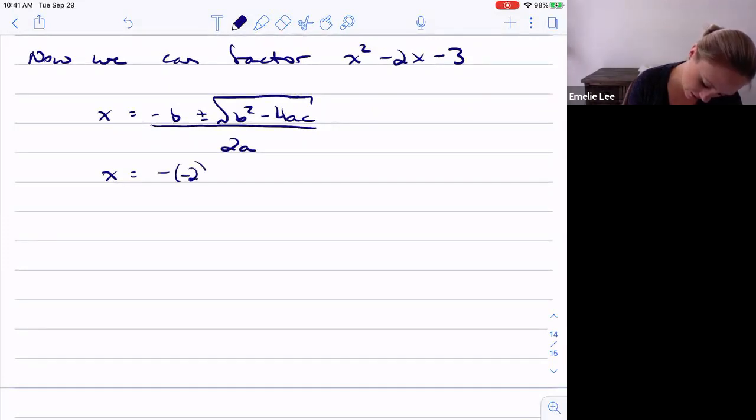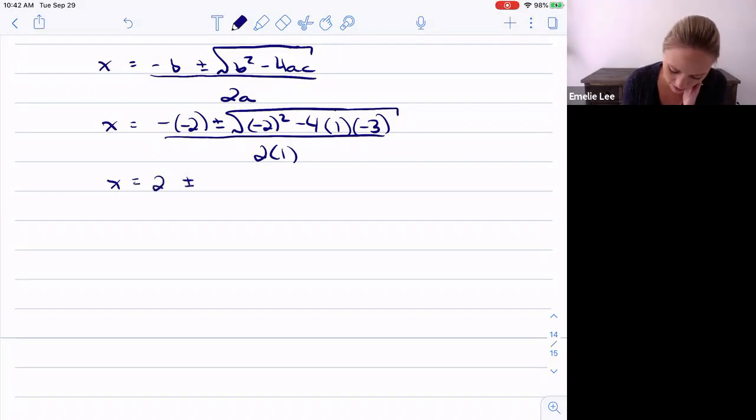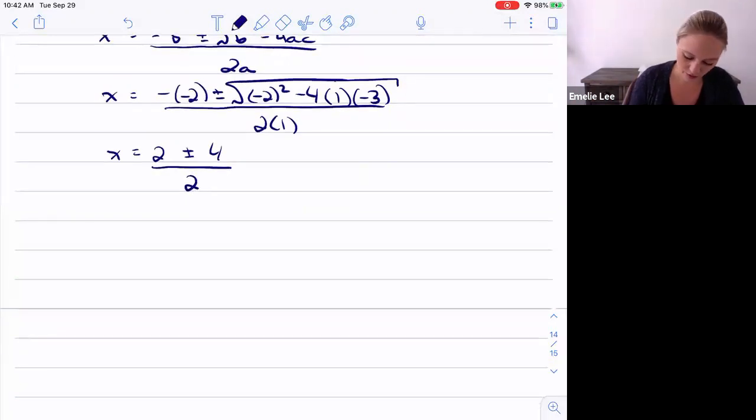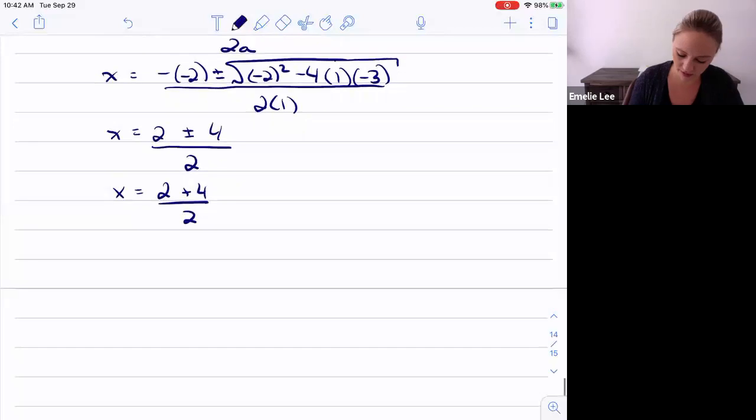x is negative negative 2, plus or minus the square root of negative 2 squared minus 4 times 1 times negative 3, all over 2 times 1. x is 2 plus or minus the square root of, negative 2 squared is 4, minus 4 times negative 3, so plus 12. 4 plus 12 puts me at 16 again. So the square root of 16, really jumping ahead here, puts me at 4 divided by 2. So then x equals 2 plus 4 divided by 2. I'm resisting the temptation to cancel that 2 right away. You can do it, but I'm going to leave it. And x equals 2 minus 4 over 2.